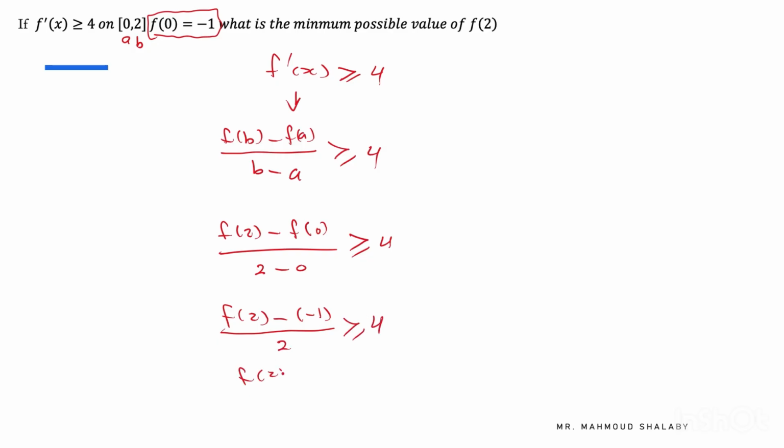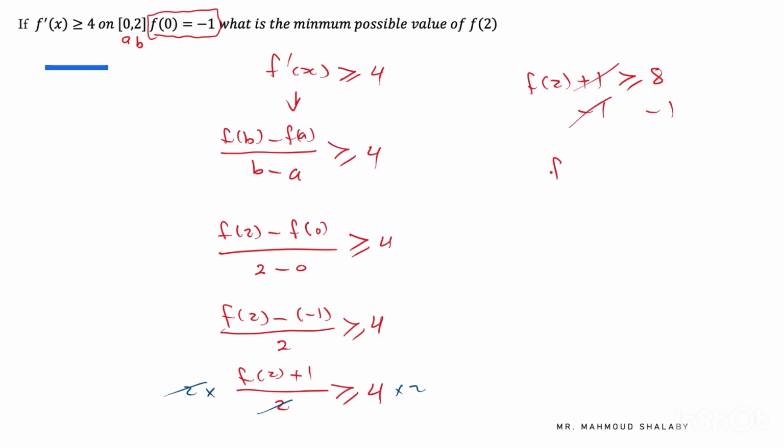So f of 2, just simplify, it will be plus 1 over 2, greater than or equal to 4. Now if I want to remove this 2, I will multiply by 2 for both sides, so these will be cancelled. Now what I will have remaining here, it will be f of 2 plus 1 greater than or equal to 8. 4 times 2 is 8. Then I will subtract 1 from both sides to remove these, so f of 2 will be greater than or equal to 8 minus 1 is 7.